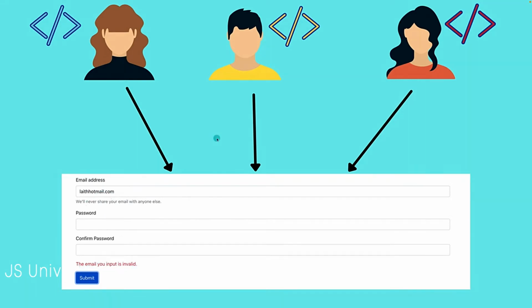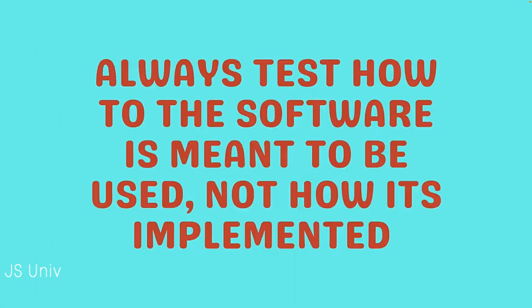How we get there, React Testing Library doesn't care. It just tests the outcome of the software product. So that is a rule that we are going to follow. We're always going to test how the software is meant to be used, not how it's implemented. And that is a very, very important philosophy that you need to understand when utilizing React Testing Library, and you know what? Any testing framework for that matter.